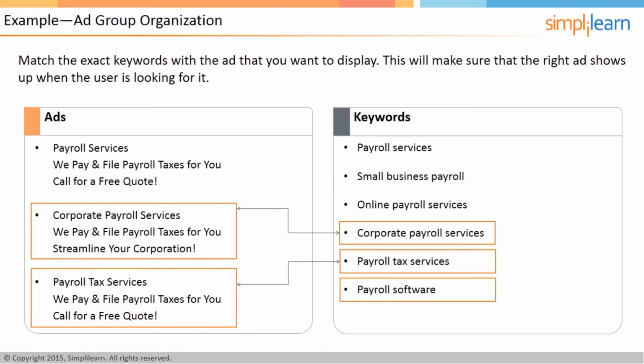Now, software is different. So someone searched for payroll software, you'd want yet a different ad group for that. So these should be different ad groups. One ad group should be corporate payroll with a corporate payroll ad. A different ad group should be payroll tax services. A different ad group should be payroll software. That way, your keywords and your ads are really closely related to each other, and then you can pick a landing page on your website that talks specifically about that keyword and ad.